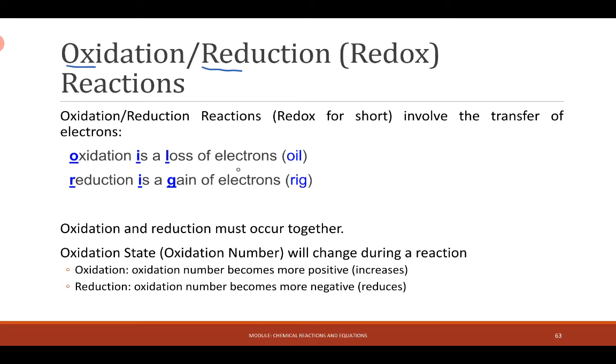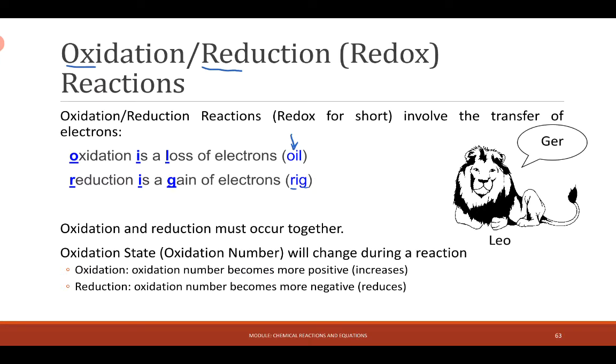Oxidation is the loss of electrons, and so that spells out OIL as an acronym, and so you can help remember that oxidation is loss through that. Then we have reduction is the gain of electrons, and so that spells RIG. And so you can help remember that oxidation is loss, reduction is gain through saying OIL RIG. Or you can remember it by saying LEO the lion says GER, where loss of electrons is oxidation and gain of electrons is reduction.